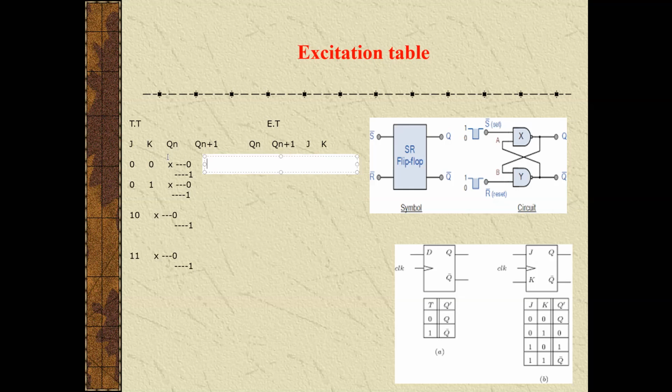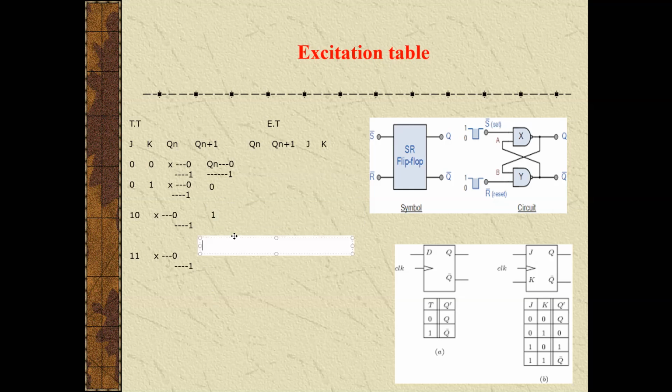See, when J is 0 and K is 0, if Qn is undetermined, then the output only remains Qn. It may be 0 or it may be 1. So here, when J is 0, the present state output should be 0 and the next state should be 0, and here if J is 1, the present state is definitely 1.